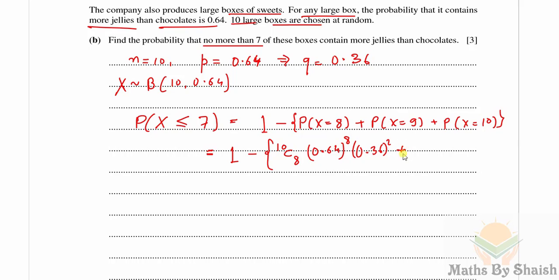And for 9 it is 10C9, 0.64 to the power 9 and 0.36, plus 10C10, 0.64 to the power 10. So it is 1 minus this, and we'll calculate it by calculator.